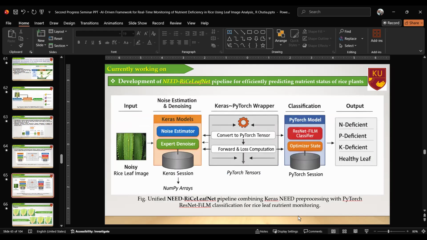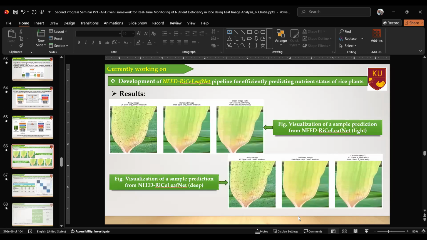This is the complete model where the noisy image will be there. Then for noise estimation and denoising we will use the Keras model, and there will be a wrapper to bridge between the Keras and the PyTorch model, and the PyTorch model will classify the four outputs. So we have implemented this, and we have tested a few of the images.